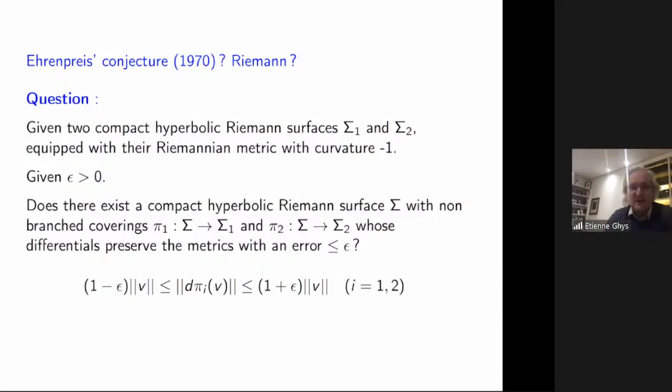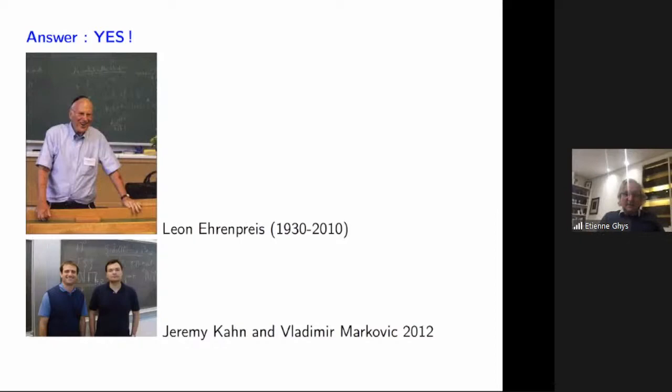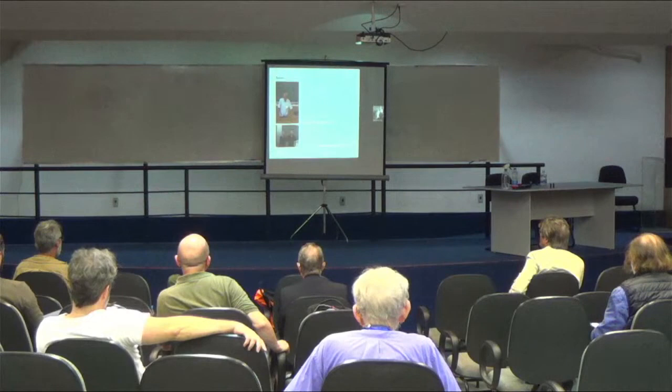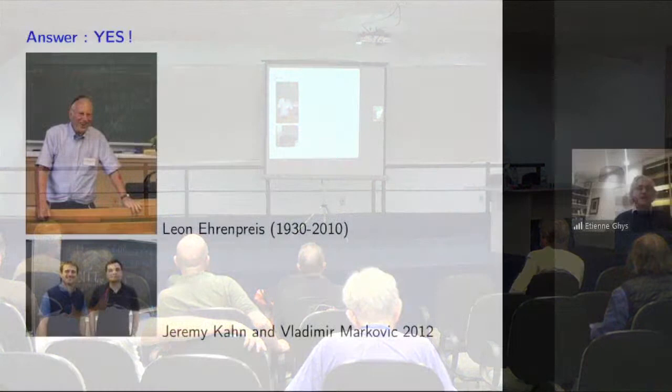This is the Ehrenpreis conjecture. This conjecture is hard, and as it turned out, it was proved 10 years ago by Jeremy Kahn and Vladimir Markovich. This is a wonderful paper, very complicated, very fascinating, and it is a full solution of the Ehrenpreis conjecture, or maybe Riemann's conjecture, I don't know. This is a very fascinating question.